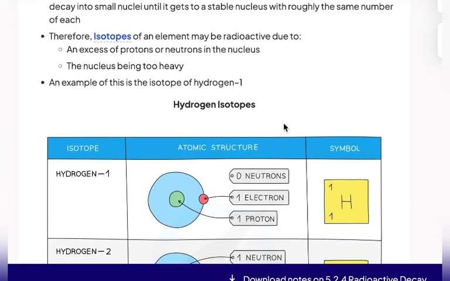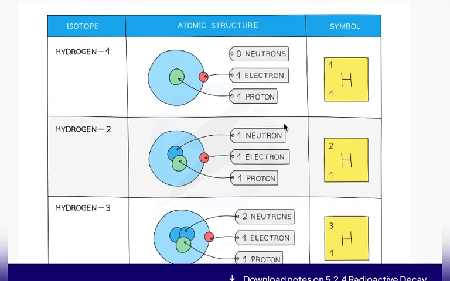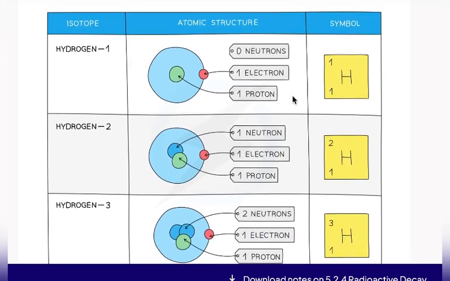Okay, we say the isotope. Now let's take a look at hydrogen isotopes. We have hydrogen 1, which is the stable hydrogen, the stable nucleus. The number of protons is 1, the electron is 1, the mass is 1, but the neutron is 0, because the number of neutrons is always the mass number minus the proton number.